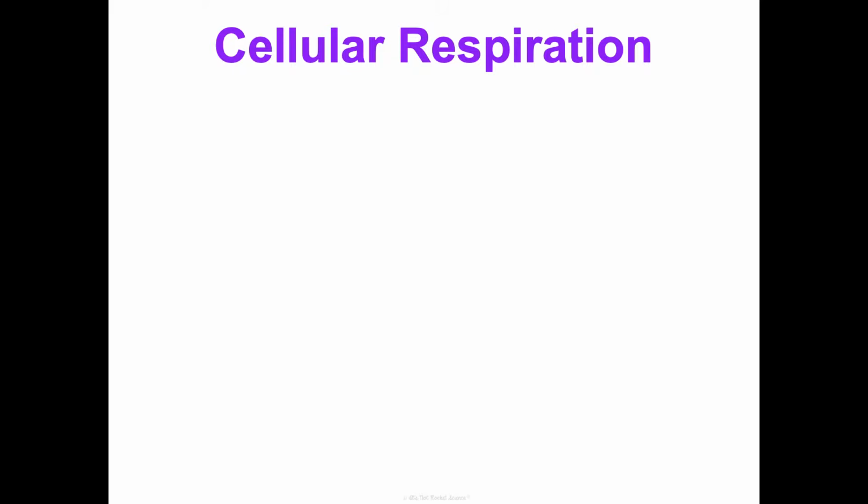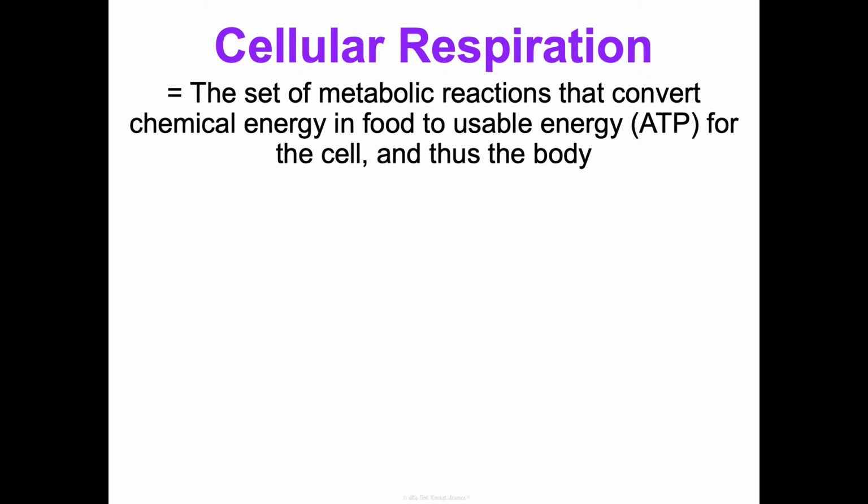Now, yes, we can break down the resources to get ATP anaerobically, without oxygen, but it's not the most efficient. We can get way more if we have oxygen available. So that's why we're trying to get oxygen to your cells, so your cells can do cellular respiration on a cellular level. So just a review, it's the set of metabolic reactions that convert the chemical energy in the food that you eat to a usable energy called ATP for the cell. And thus, if it's for the cell, it's for your tissues, which are in your organs, which are in your organ systems, which make up your body.